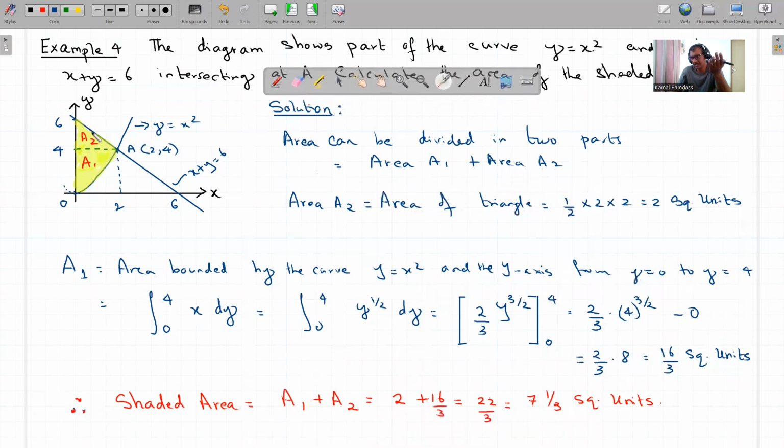Et là, moi, j'ai besoin de shaded area. C'est A1 plus A2. A2, nous déjà connaissons. 2 et 16 sur 3. Moi, prends 16 sur 3. Moi, ajoute avec 6 sur 3. 2 égale 6 sur 3, égale à 22 sur 3. Et 22 sur 3, c'est 21 sur 3 plus 1 sur 3. 21 sur 3, c'est 7. Reste un autre 3. 7 1/3 square units.